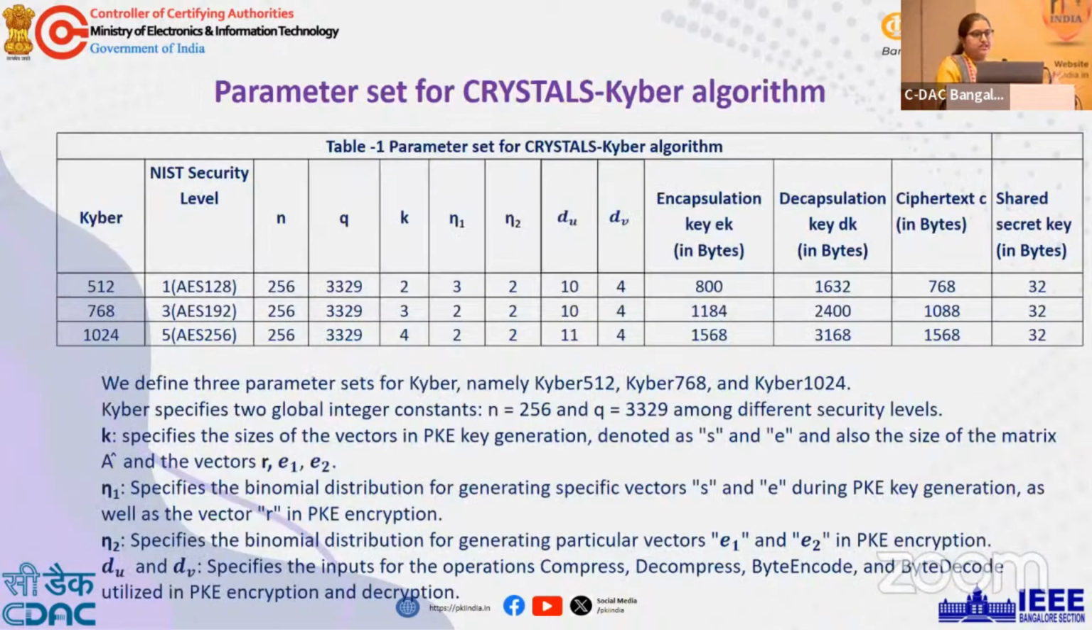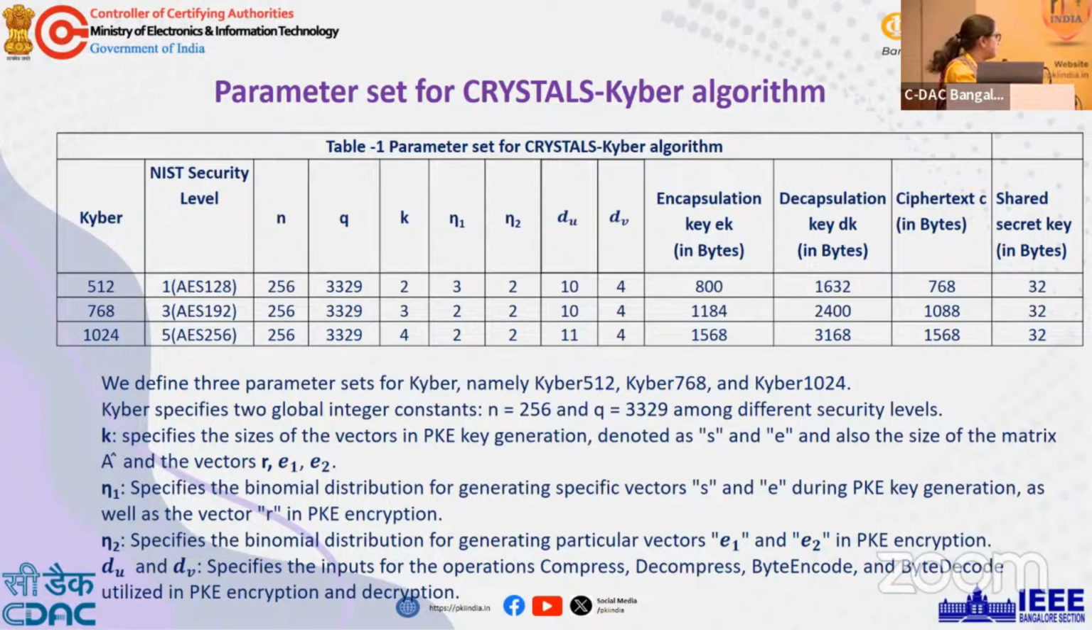And for the Crystals-Kyber algorithm, there are some parameter sets. For Kyber 512, NIST level 1, it is N is 256, Q is 3329, K is fixed to 2, eta 1 is 3, eta 2 is 2, DU is 10, and DV is 4. These parameters are fixed and have to be used when we go for Kyber 512. So when we use this, we get the encapsulation key as 800 bytes, DK as 1632, ciphertext as 768, and the shared key will always be 32 bytes.